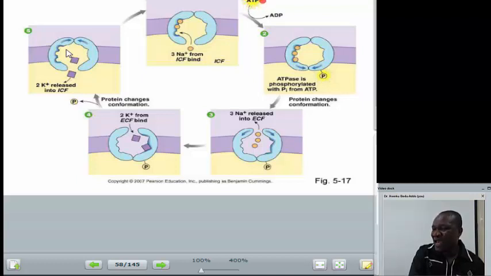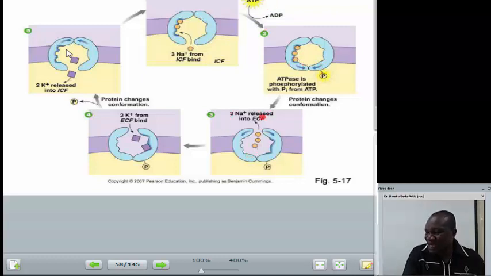Then we have ATP binding to it, and the ATP is hydrolyzed. This is a high energy particle, ATP. When it's hydrolyzed, it's converted into ADP and an inorganic phosphate. And this inorganic phosphate would energize the particle. So the energy that is gotten from this process will be used to move sodium out of the cell. Right.